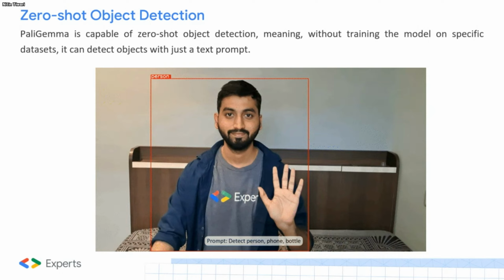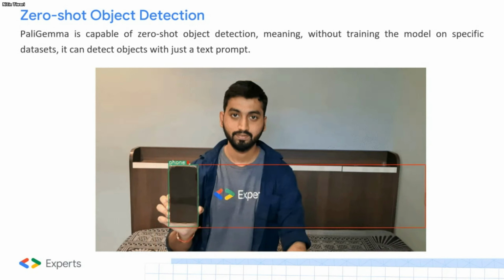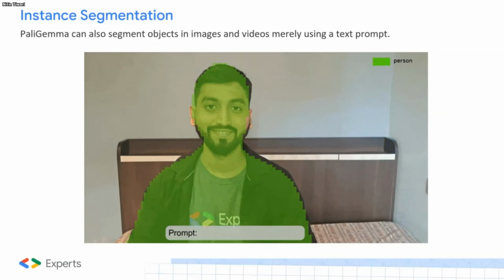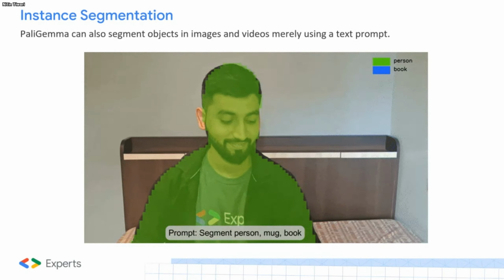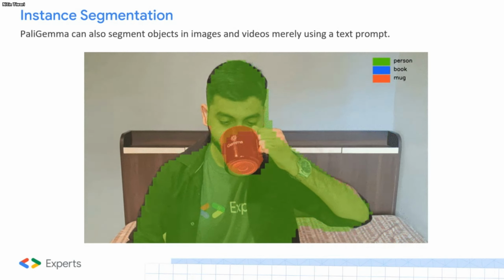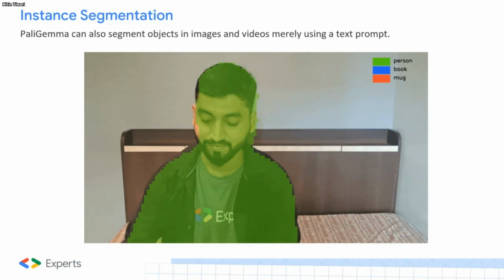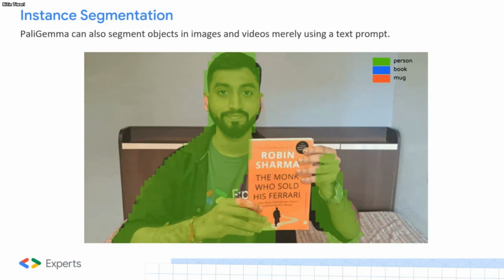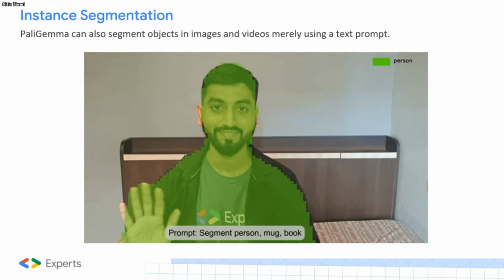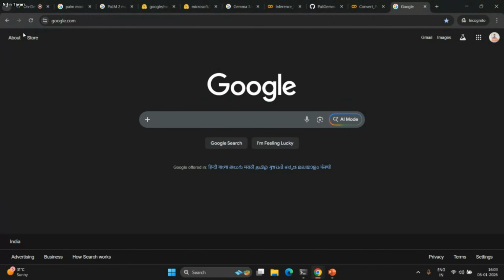The only thing I provided in the prompt was detect person, phone, and bottle. So without explicitly training the model for these objects, it was able to detect all those objects. And then segmentation, as you can see the differences, it can segment or pixelate every single pixel belonging to the relevant class, whether it's person, book, or mug, right? The idea behind this was, if you go back to Google's official documentation, it says that you'll need a separate library to decode the segmentation results.